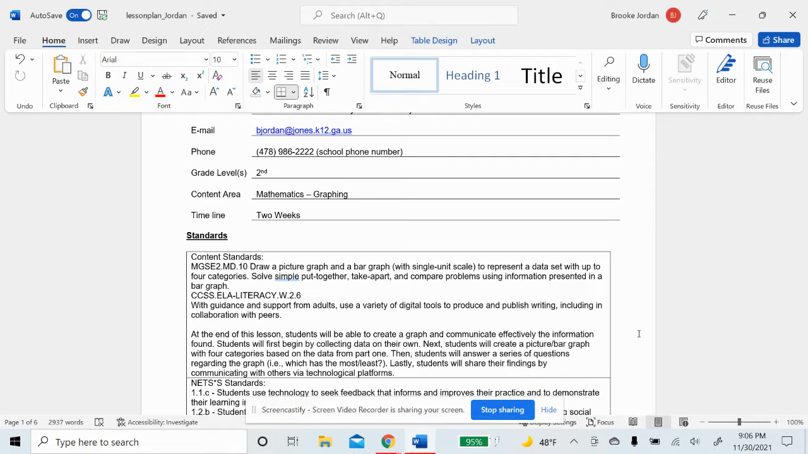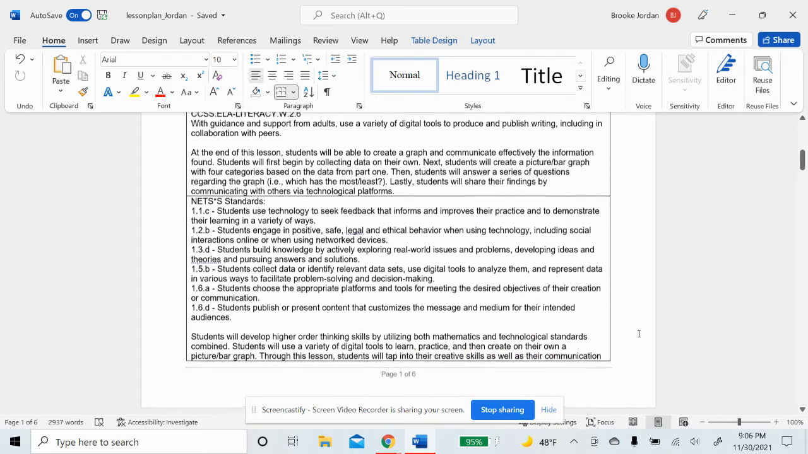And then I chose to do a writing one. It says with guidance and support from adults, use a variety of digital tools to produce and publish writing, including in collaboration with peers.